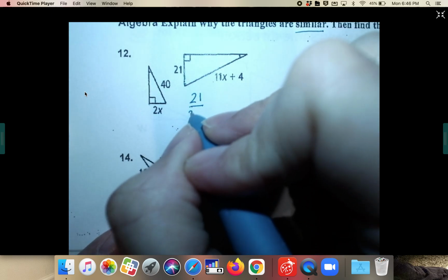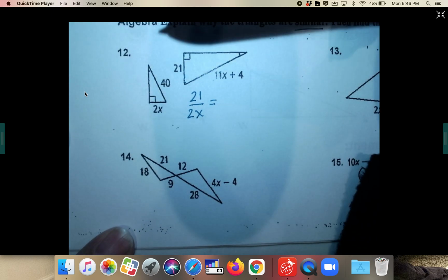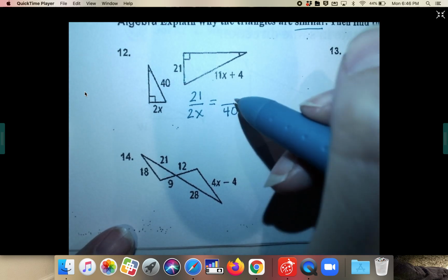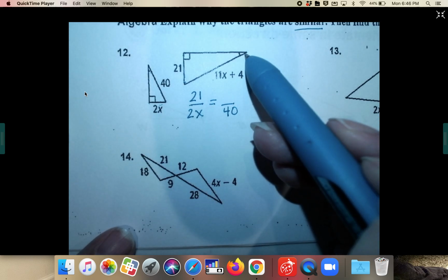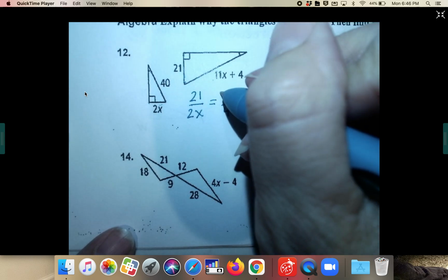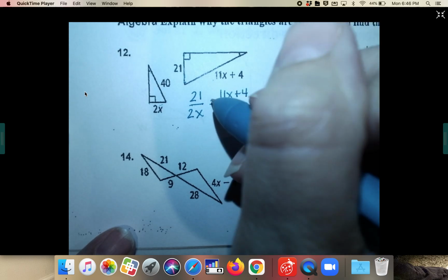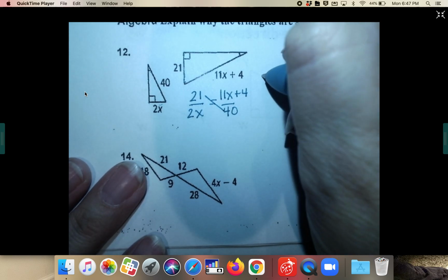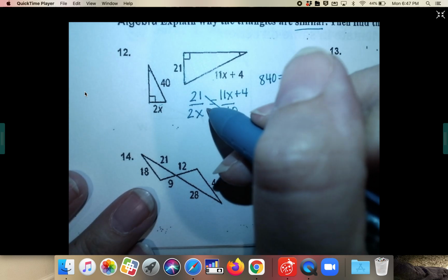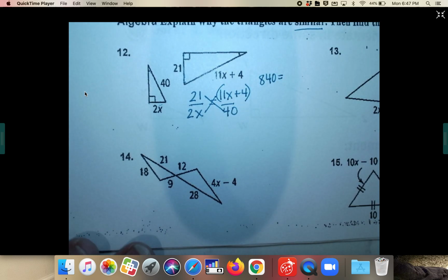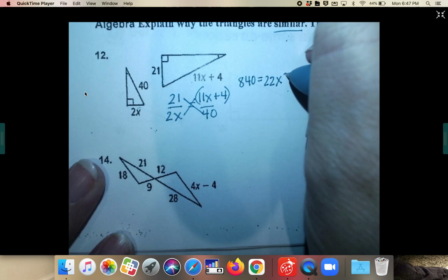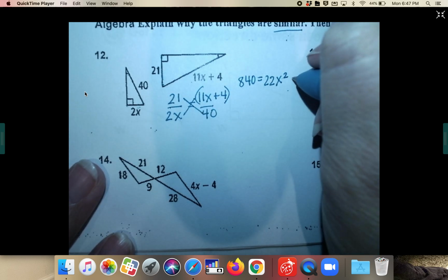So 21 over 2x, and that is going to be equal to the hypotenuse of the small side, which is 40. So I'm going to put that on the bottom because that's where my small one is. And then the long one is 11x plus 4. You can cross multiply 21 times 40, which is 840. And then when you cross multiply the other side, you're going to have to distribute. So 2x times 11x is 22. Be careful here, x squared. And then plus 8x.